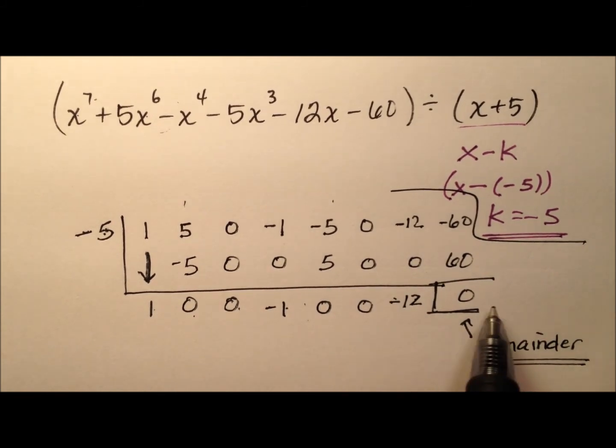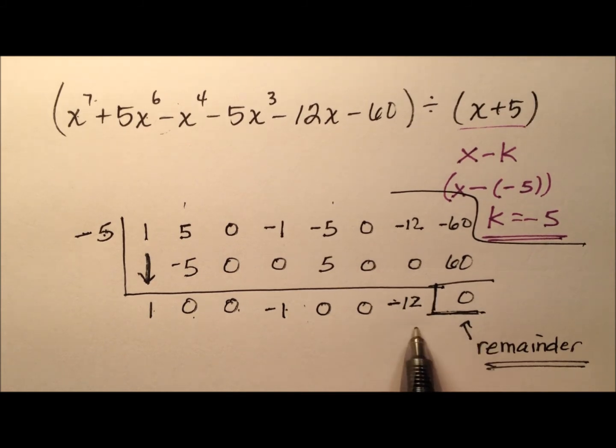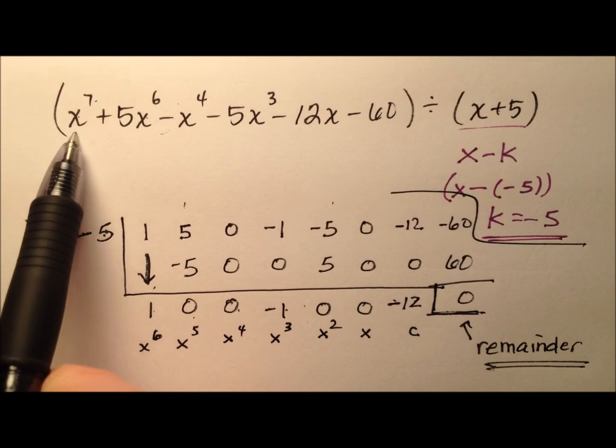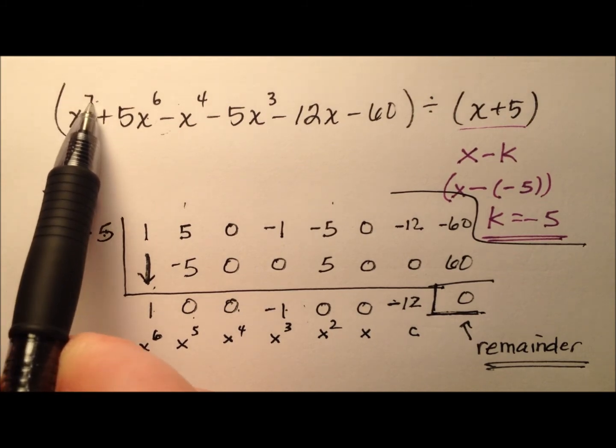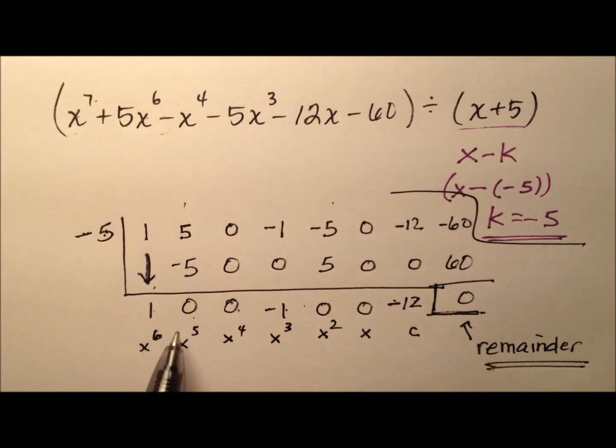Alrighty. So to build this back up again, if this is my remainder and it's 0, this negative 12 is my constant. And then I have linear, quadratic, cubic, quartic, quintic, and sextic. So this x to the 6th will be the leading term. But we knew it was going to be x to the 6th because this polynomial was x to the 7th, and we were dividing it by a linear binomial, so I just take 1 from the power.